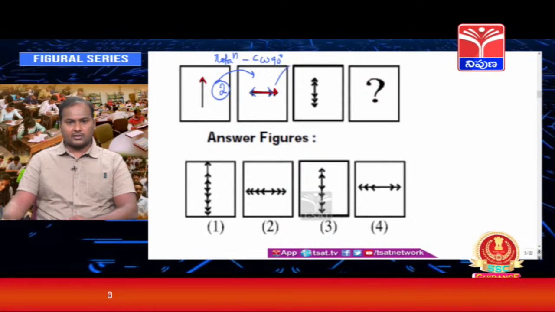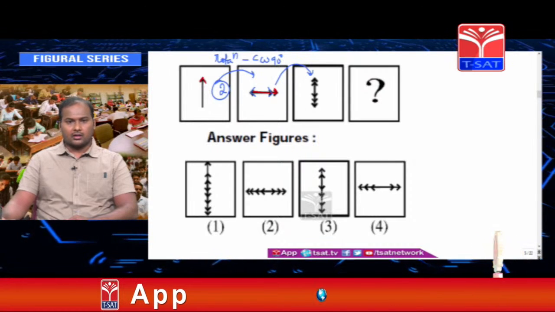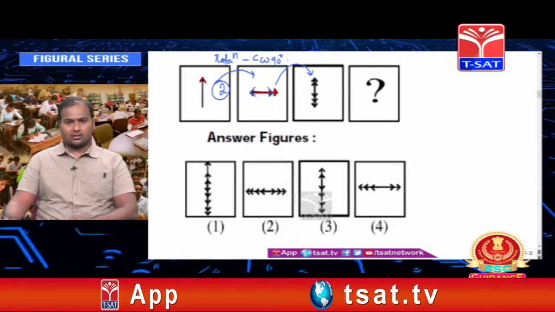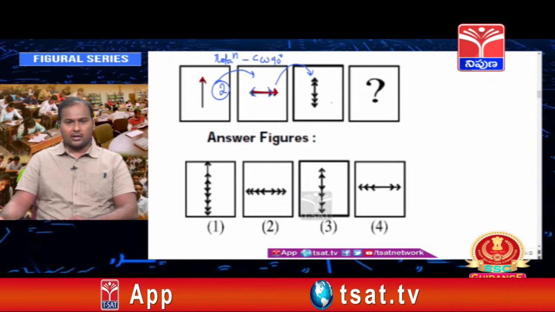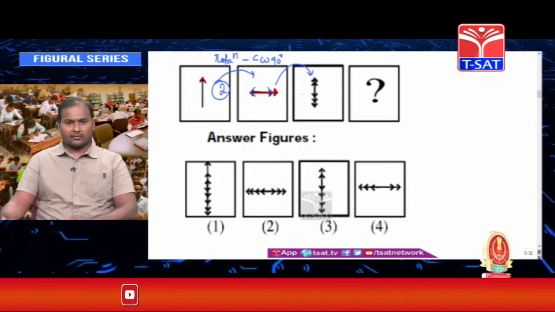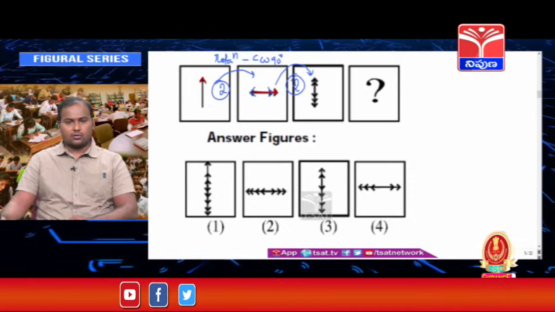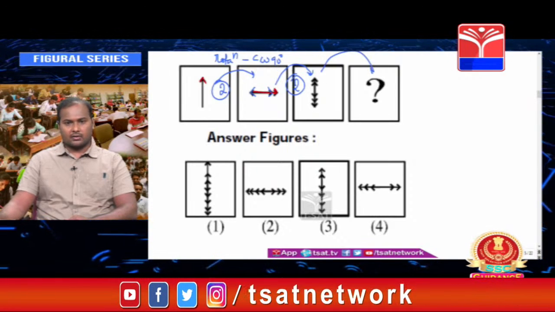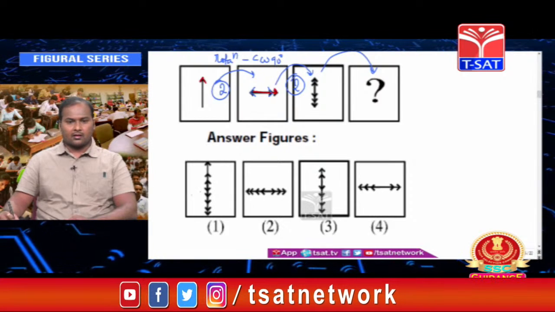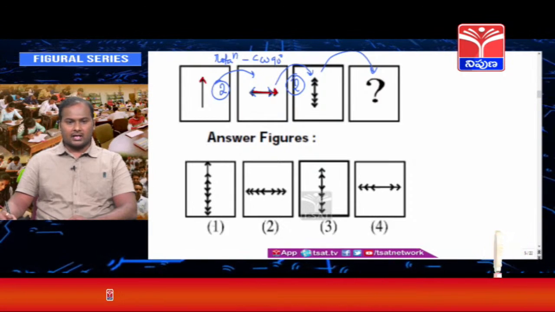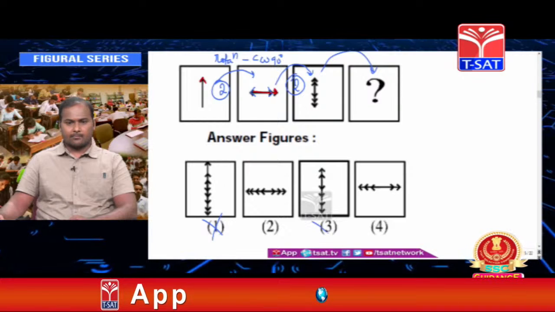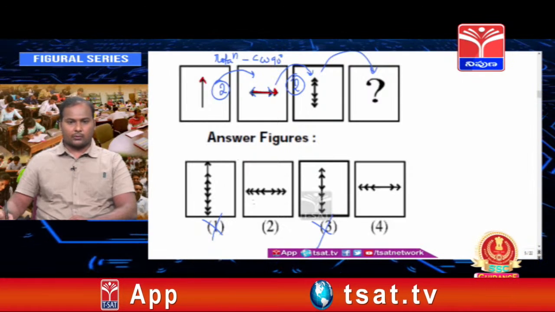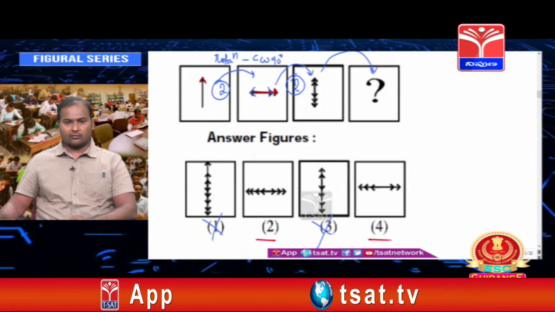Now we will observe from this figure to the next figure. In this case also again rotation clockwise 90 degrees, and how many are adding here? Here 3 is there, here 5 is there. So you have to add extra 2 arrow marks. Now, by this rotation I can clearly eliminate option 1 and option 3. Now your answer is between option 2 and option 4.